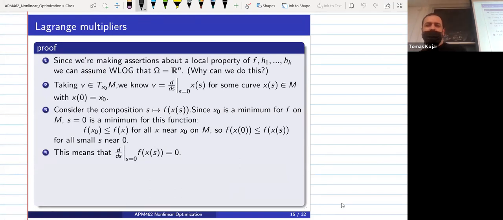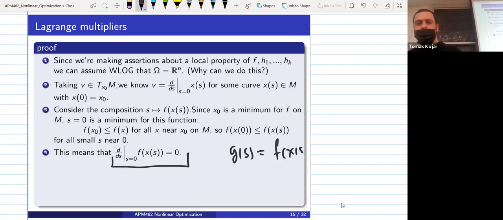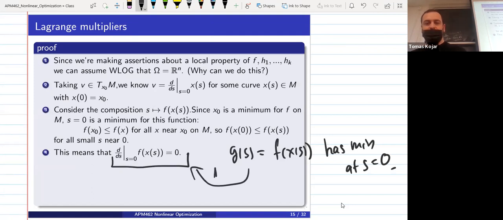Why am I doing this? Because I want to do chain rule, and I want to get the normality. So let's put the two together. This one says, call this function g of s, has a min at s equals 0. So from 1D calculus, first year calculus, you have that g dot of s is 0. Okay? All right, good.